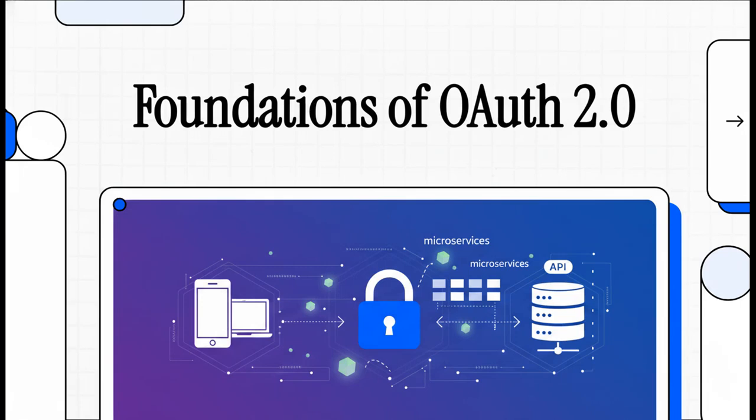Look, if you're stepping into the world of modern application development, there is one architectural pattern you absolutely must understand, and that is OAuth 2.0. So in this overview, we're going to break down exactly why OAuth 2.0 exists, how the underlying architecture works, and really, how it keeps the entire internet safe. Okay, let's dive right in.